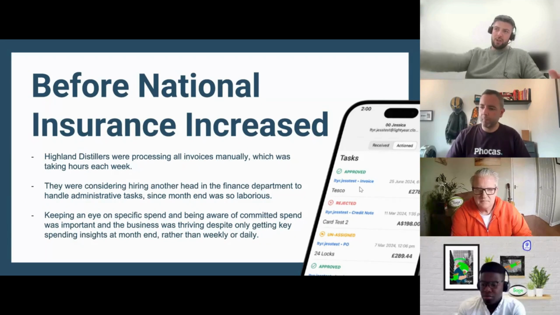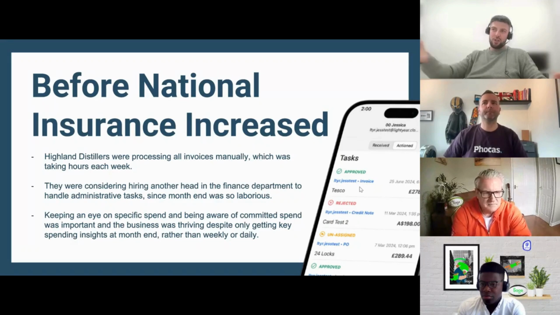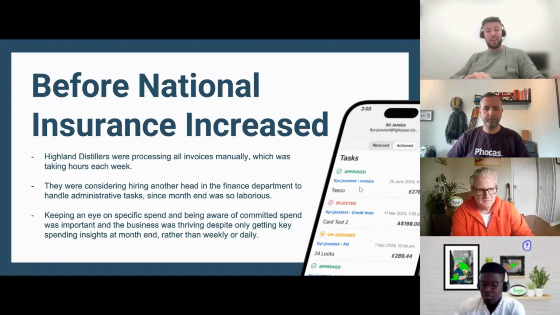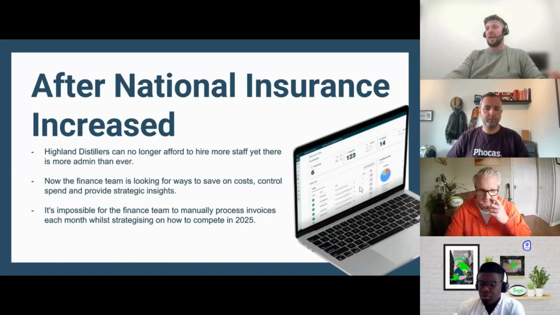So national insurance obviously has increased right across the board for all businesses, and it's quite a large cost that some businesses are absorbing. So how do you manage that? Well, you can use technology to do that. You can use technology to reduce these costs and enable your staff more.